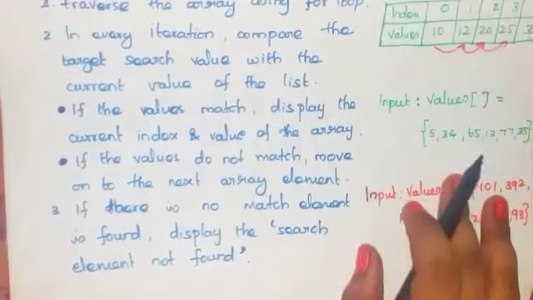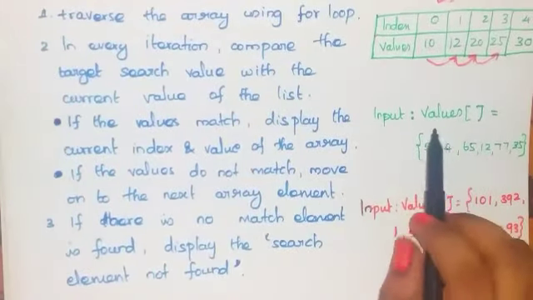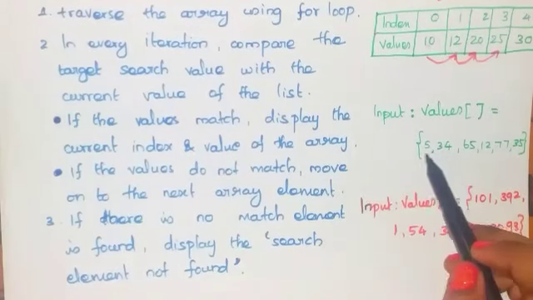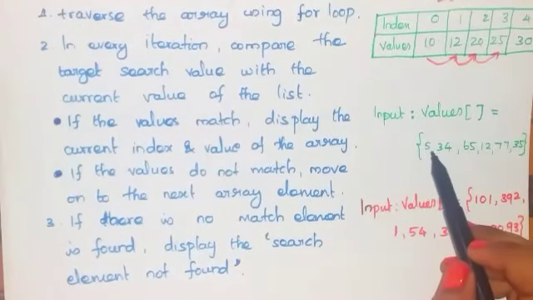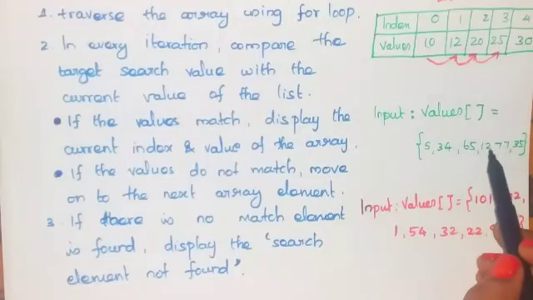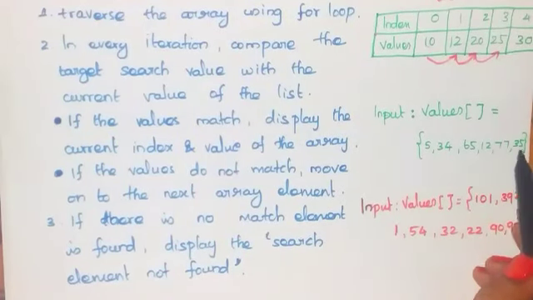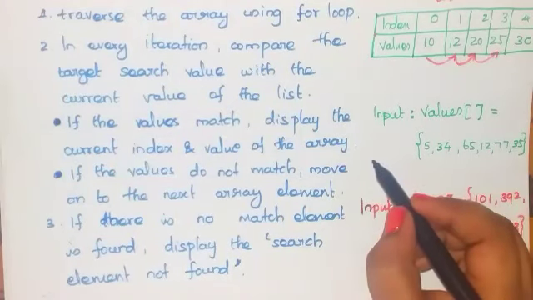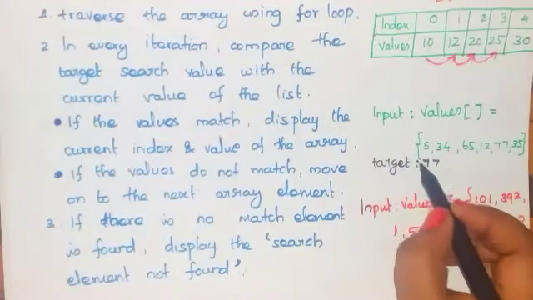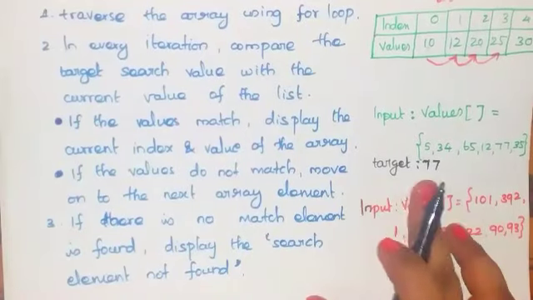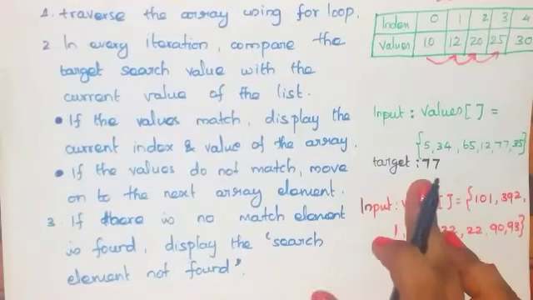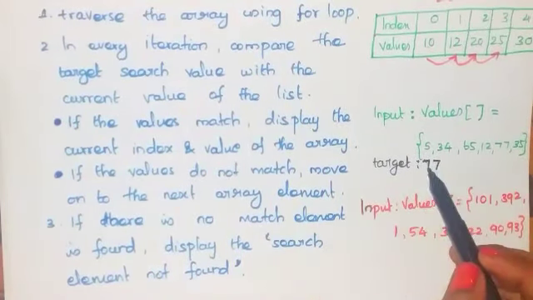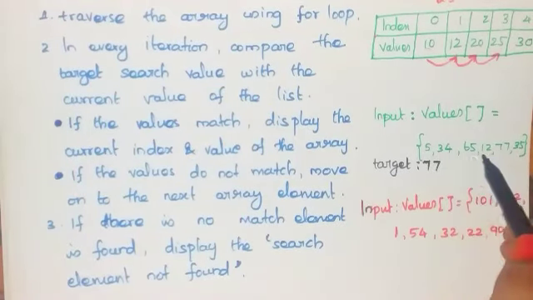Okay, see the next example. Here the input values, which means the collection of elements, are given: 5, 34, 65, 12, 77, 35. Now we are going to search for a key element. Our target value, our key element, is 77. So now you have to search for the key element 77 in each element of the list one by one.